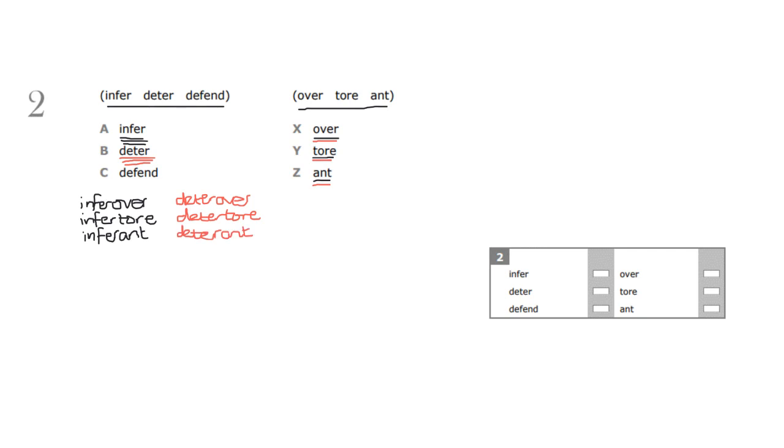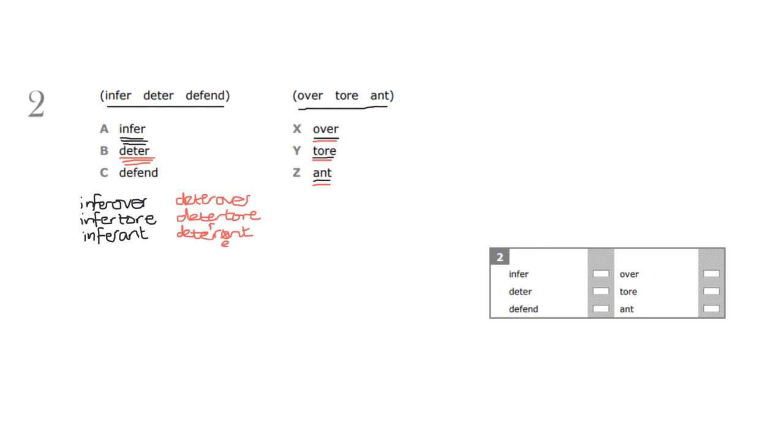You may have thought that this was the answer. You may have been thinking of the word deterrent, that is something that deters people from doing something, but this is not how it is spelt. It is spelt with 2 R's and then E-N-T at the end and not A-N-T. So this cannot be the correct answer because we are not allowed to change the spelling at all.